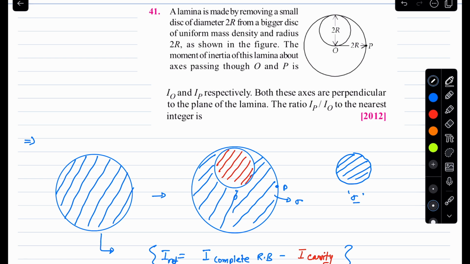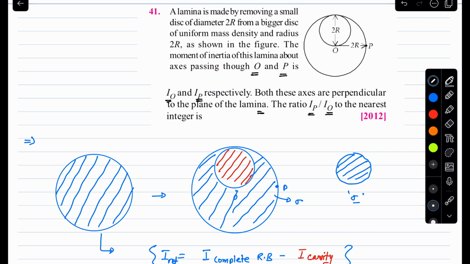Why? Because as we read in this question, a lamina is made by removing a small disk of diameter 2r from a bigger disk of uniform mass density and radius 2r in the figure. The moment of inertia of this lamina about the axis passing through the point O and P is IO and IP respectively. Both these axes are perpendicular to the plane of lamina. The ratio IP to IO is nearest integer is, of course, so here we will get some fraction and we need to find out the nearby integer.